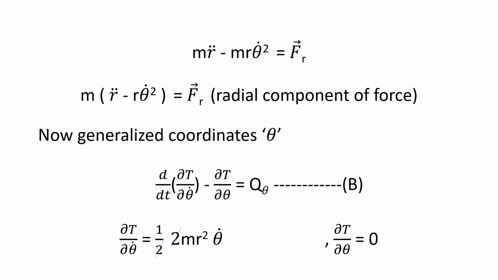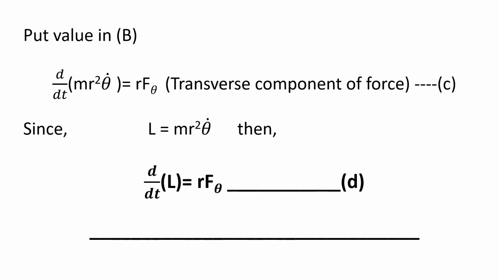And partial T over partial theta in the above equation will be equal to 0, as there is no term with respect to theta that can be differentiated with respect to theta. Putting these values in equation B, we have d by dt of m r square theta dot is equal to r F theta, that is the transverse component of the force, giving that equation number C. We can see that L is equal to m r square theta dot. So from here d by dt into L is equal to r F theta, giving that equation number D, that is the result we have discussed in this example.